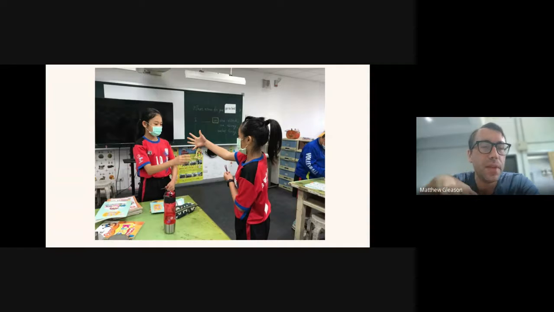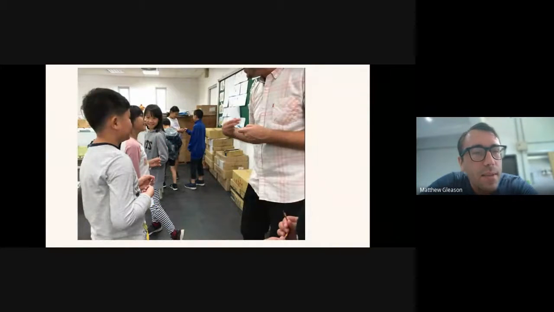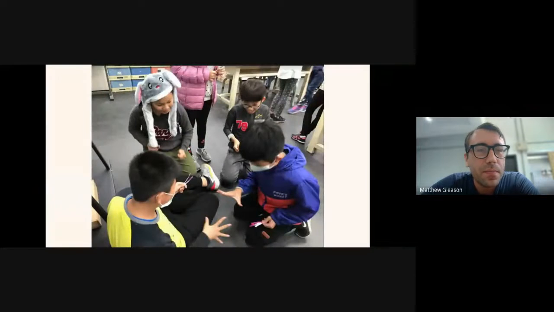Okay, so here's some pictures in action. You can see they're holding the sticks, and it's very interactive. It gets students up out of their seats, gets them moving around. They get really into it.